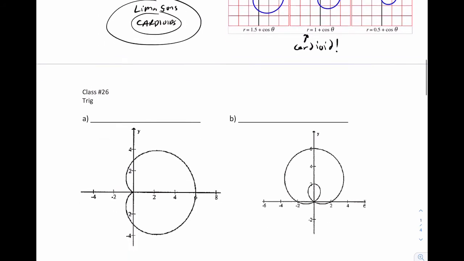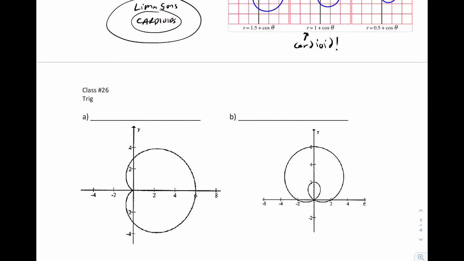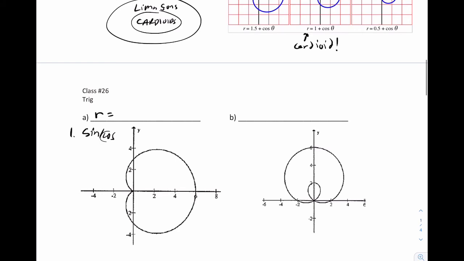And I'm going to show you two more examples. We're going to create the equations here. The first thing you want to do is always write r equals, never forget that. And I want to show you a couple of things to think about. The first thing I want you to think about is, is this going to be a sine or cosine? And we can see that it's oriented to the right, or has x-axis symmetry. So in this situation, it's a cosine. So I'll write cosine theta.